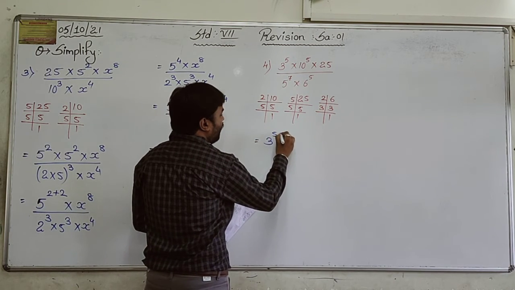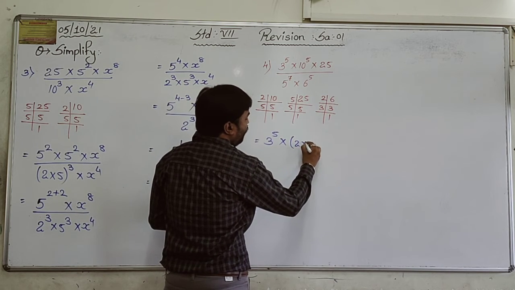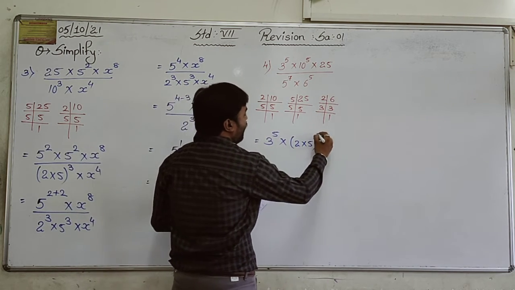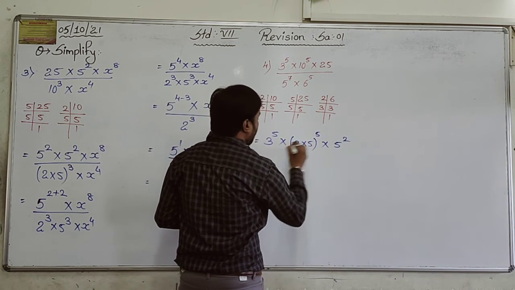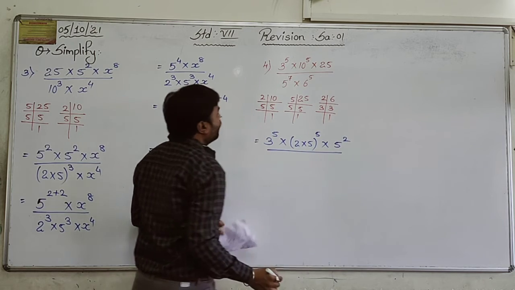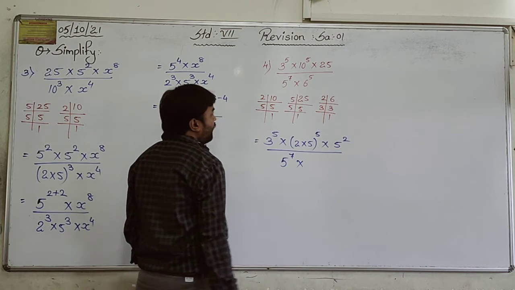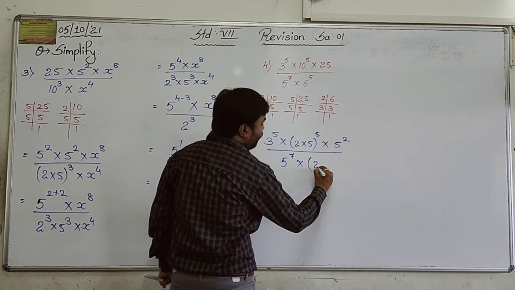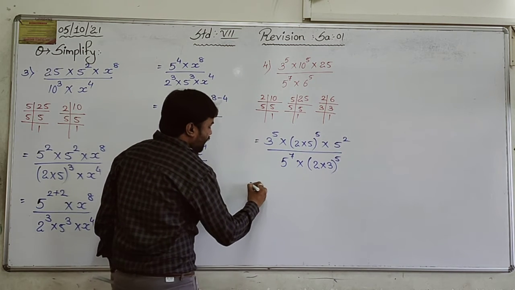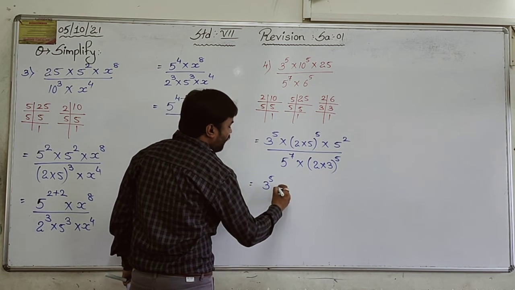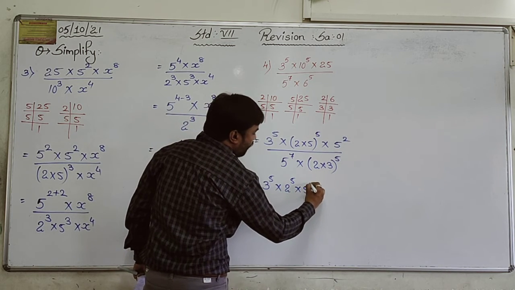3 raised to 5 multiplied by 10 can be written as 2 multiplied by 5 raised to 5 multiplied by 25 can be written as 5 square upon 5 raised to 7 as it is multiplied by 6 can be written as 2 multiplied by 3 raised to 5. So that is equal to 3 raised to 5 multiplied by 2 raised to 5 multiplied by 5 raised to 5.